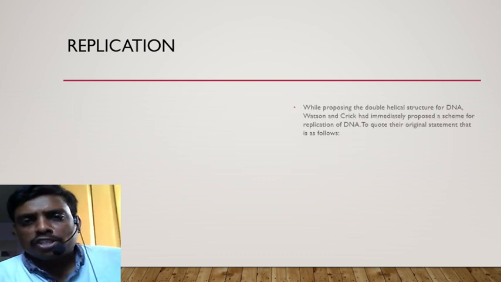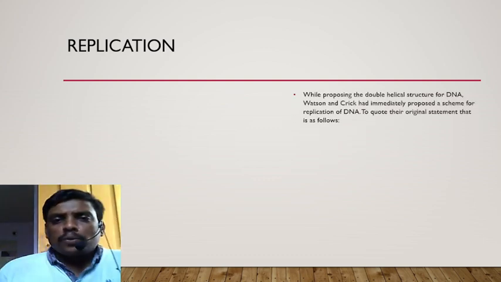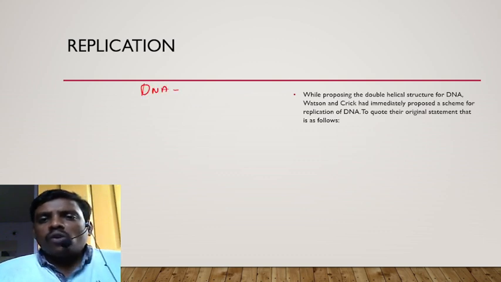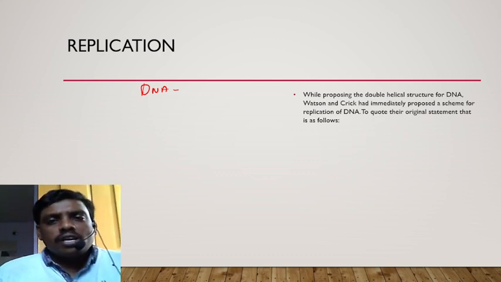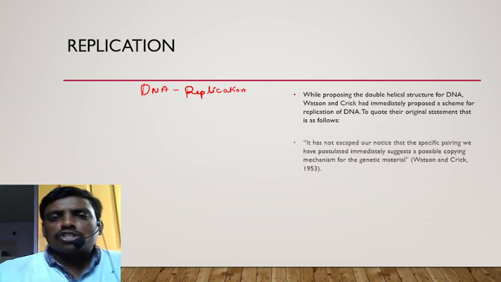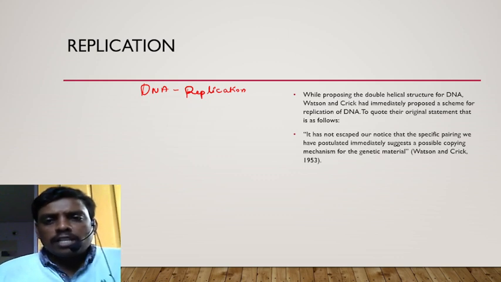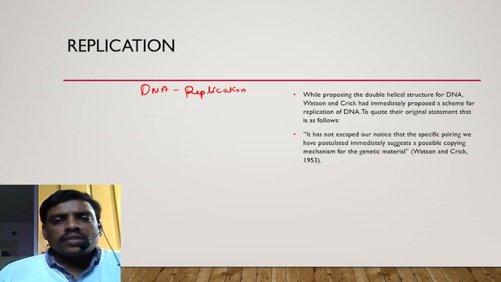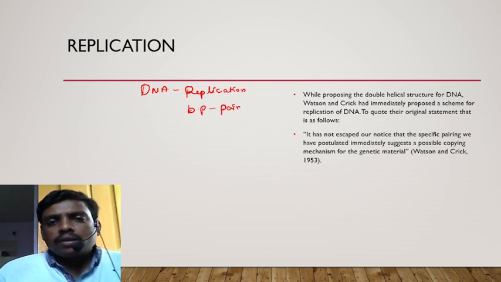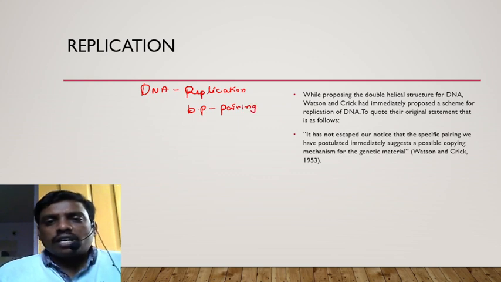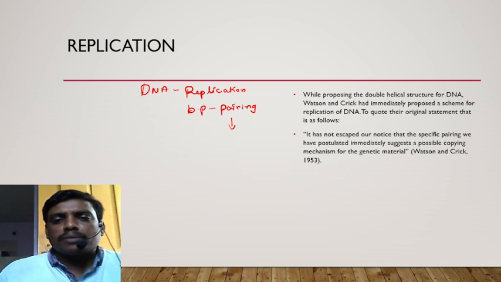Now, what do you mean by replication? The proposition of the double helical structure of DNA by Watson and Crick immediately suggested a replication of the DNA. How does replication occur? It has not escaped their notice that the specific base pairing they postulated immediately suggests a possible copying mechanism for the genetic material.